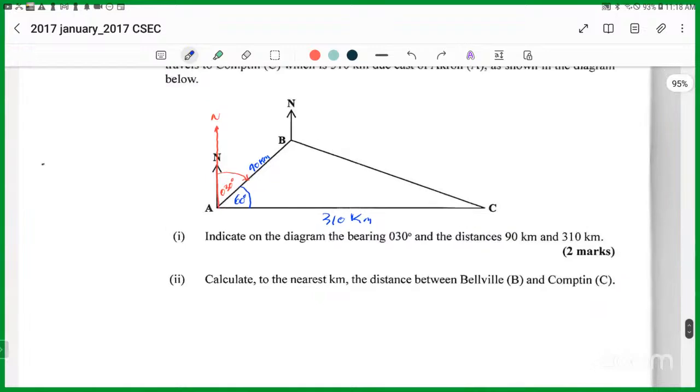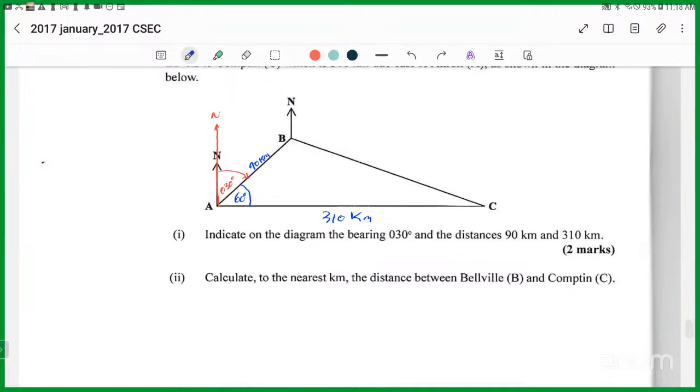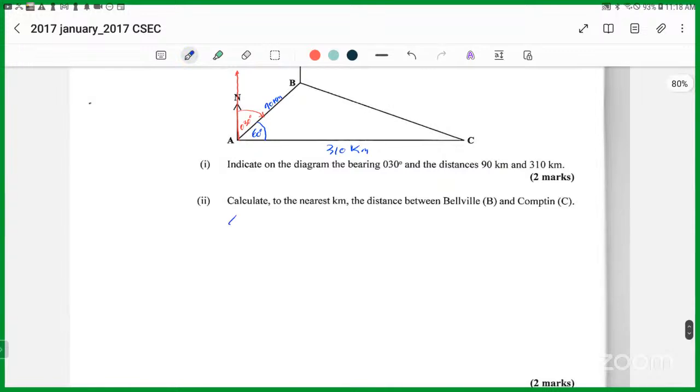It says, indicate on the diagram the bearing of 0 to 30 degrees, which I have here, the distance of 90 and 310, there and there. So I have everything on the diagram. Then it says, calculate to the nearest kilometer, meaning don't put any decimal, to the nearest whole number, the distance between B and C. That's this distance. That's cosine rule you have to use in this triangle. Remember, you can use Pythagoras theorem in a triangle that is not a right angle triangle. One is cosine rule. All right, so cosine rule.